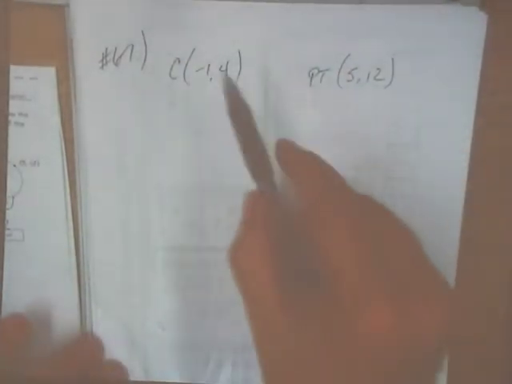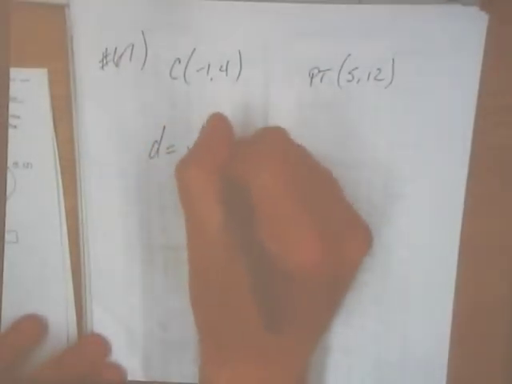All right, circle has a center and a point on the circle. And they want us to write the equation. What do I need to write the equation of the circle? Radius and what else? Center, right? So we just got to find the radius. So how do I find the radius? Distance, right?